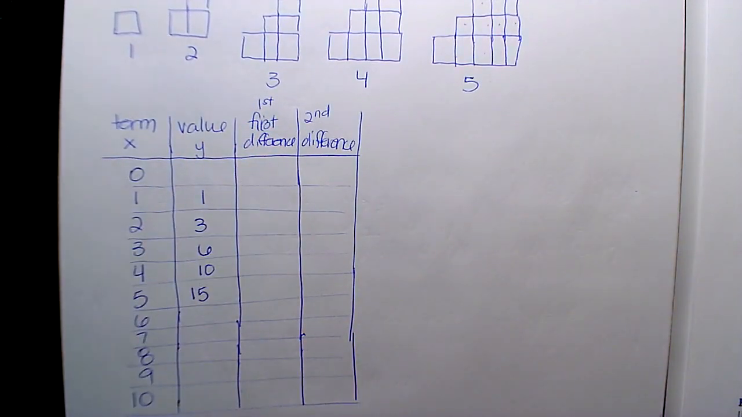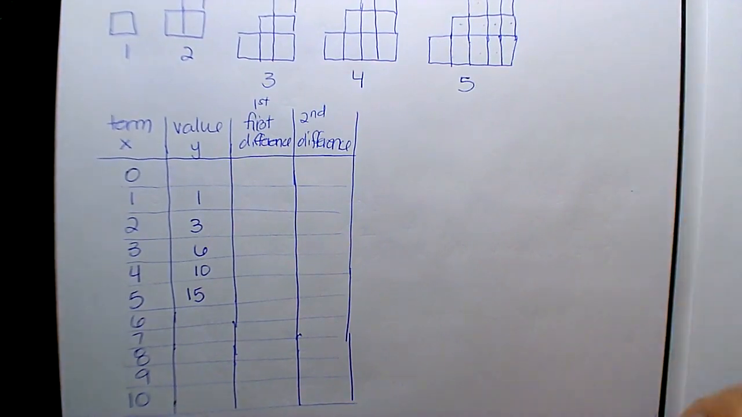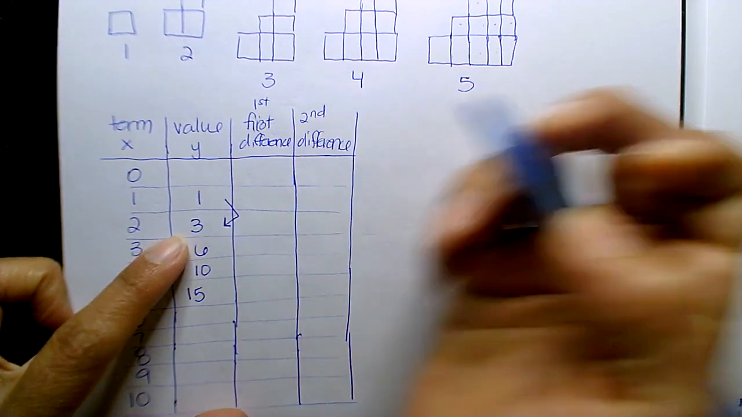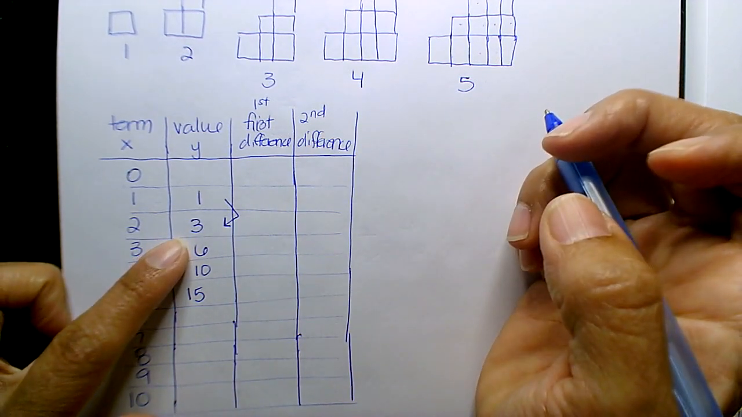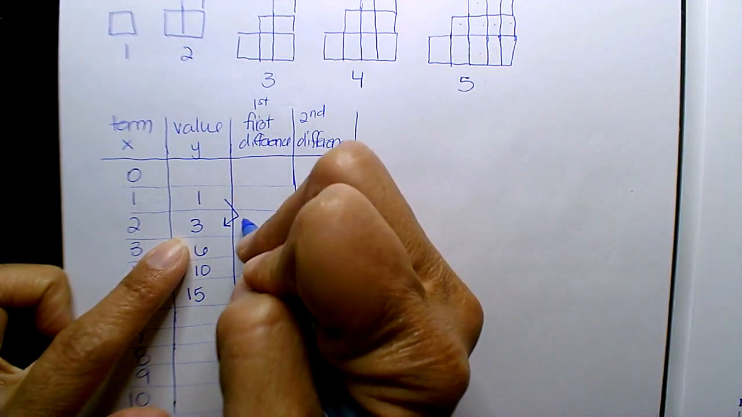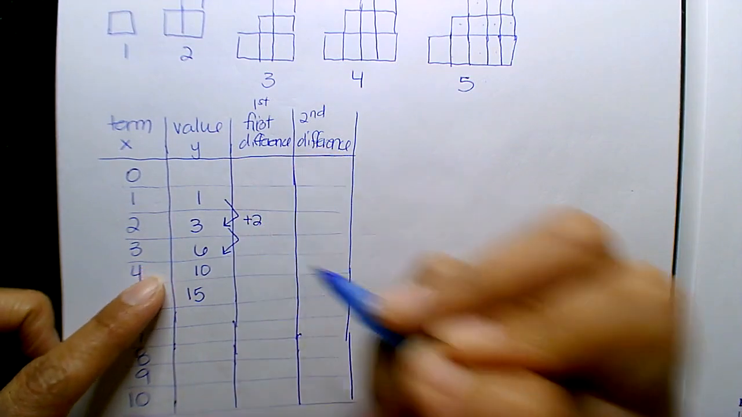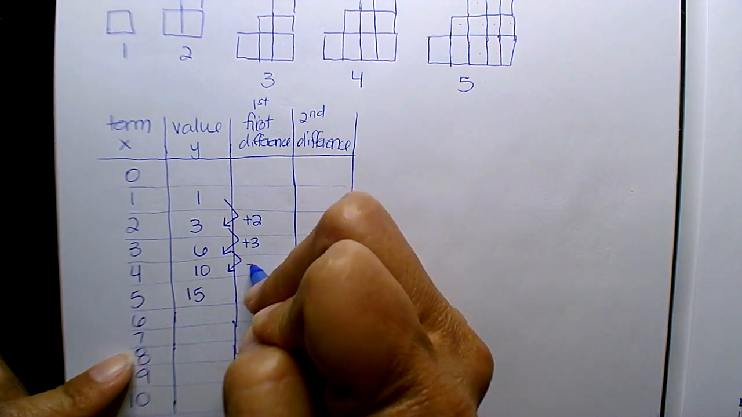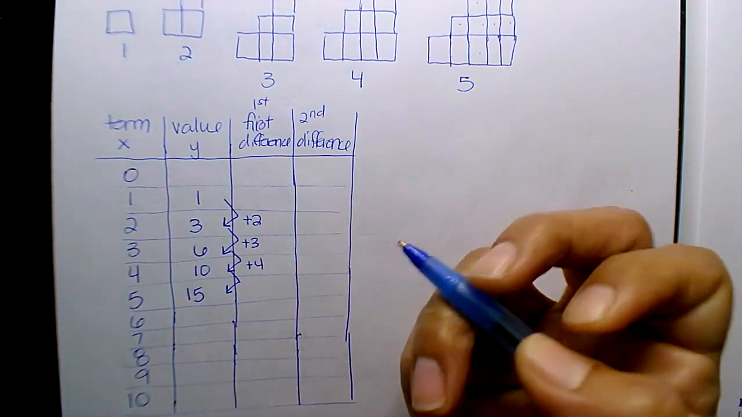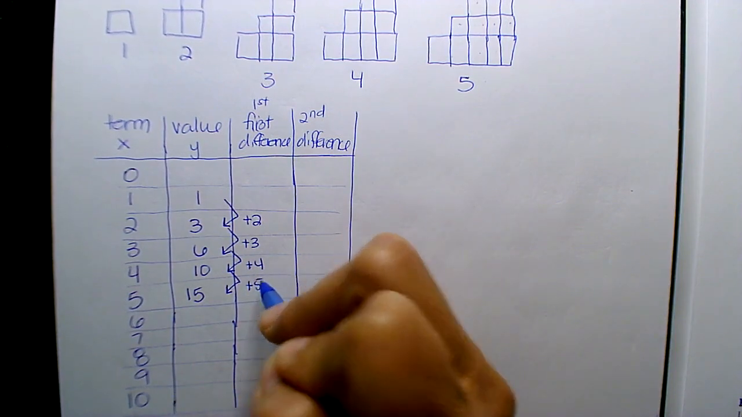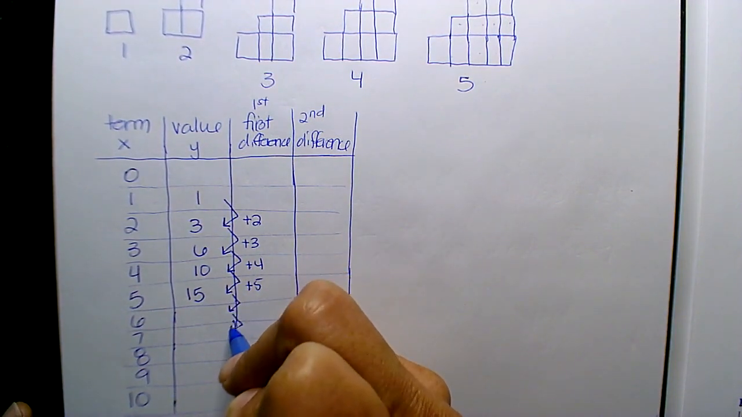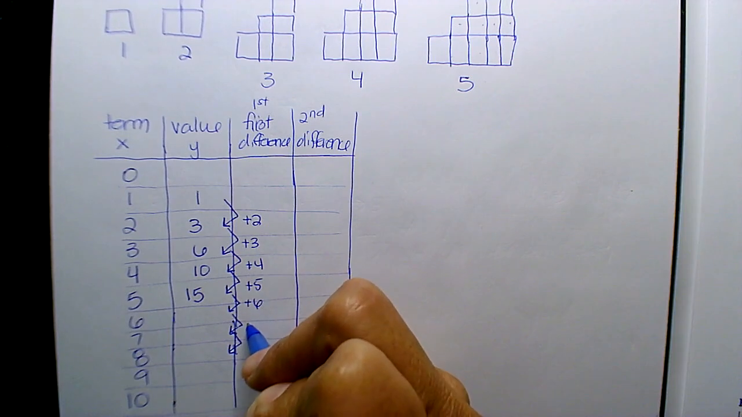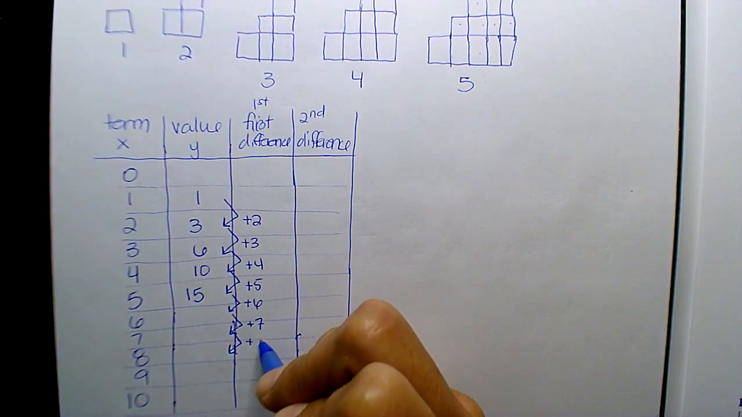So add, subtract, multiply. All right, it's a quadratic pattern. So look, to go from 1 to 3, how much would it increase by? 2. And what about 3 to 6? 3. And what about 6 to 10? 4. 10 to 15? 5. Okay, so we're assuming as we move along, this would be 6, and this would be 7, and this would be 8.